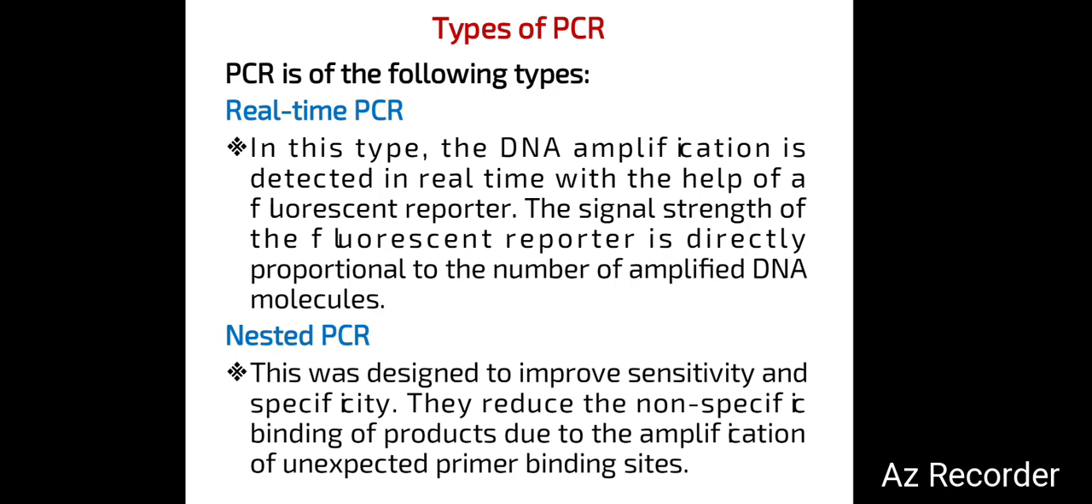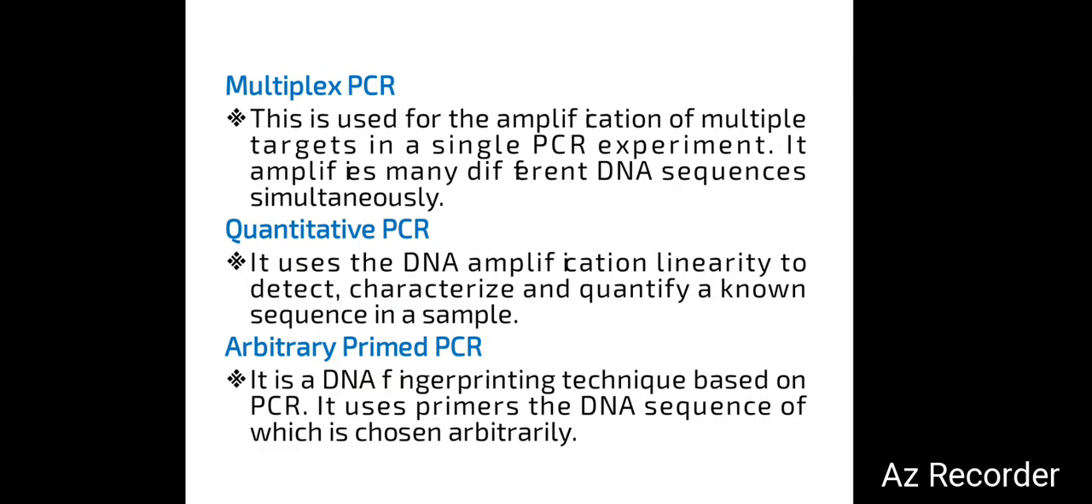Third one, multiplex PCR. This is used for the amplification of multiple targets in a single PCR experiment. It amplifies many different DNA sequences simultaneously. And then fourth one, quantitative PCR. It uses the DNA amplification linearity to detect, characterize, and quantify a known sequence in a sample. Fifth one, arbitrary primed PCR. It is a DNA fingerprinting technique based on PCR. It uses primers, the DNA sequence of which is chosen arbitrarily.